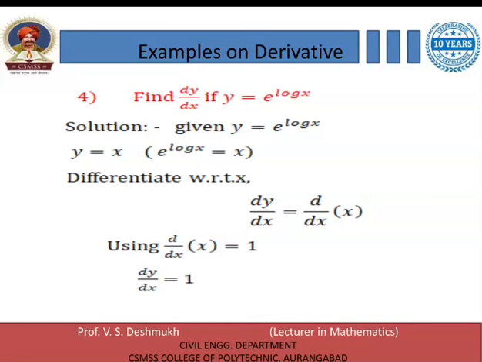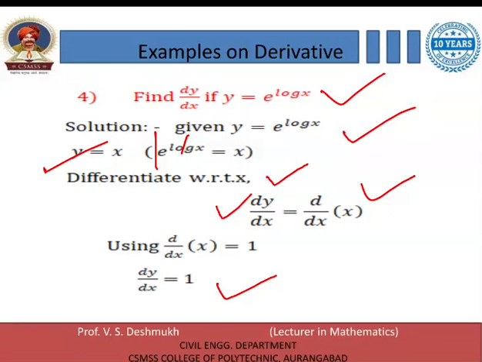Now in the next, find the dy by dx if y is equal to e raised to log x. So y is equal to what? e raised to log x. The exponential function and the logarithmic function are reverse functions of each other. So e and log get cancelled, only x is remaining there. So in the solution, y is equal to x is the only equation. So differentiate that equation with respect to x. So dy by dx, and the derivative of x with respect to x is 1. So dy by dx is equal to 1. It is our solution.